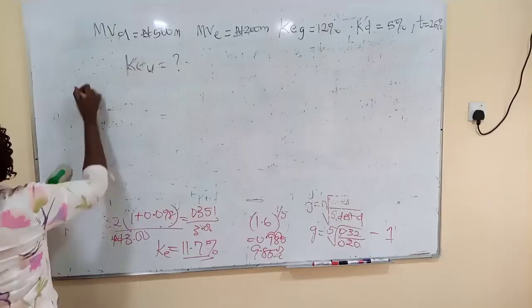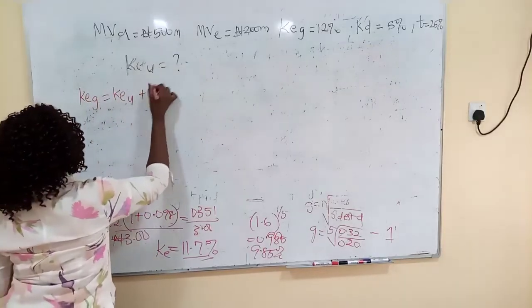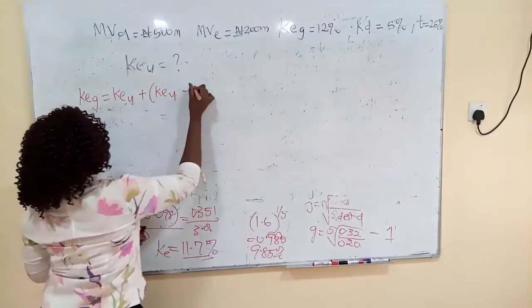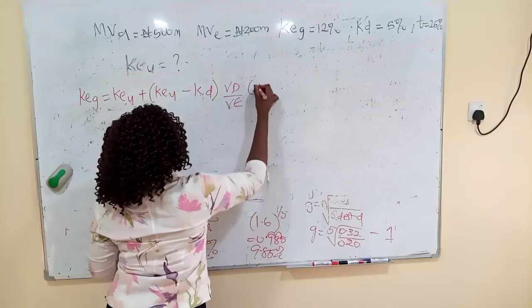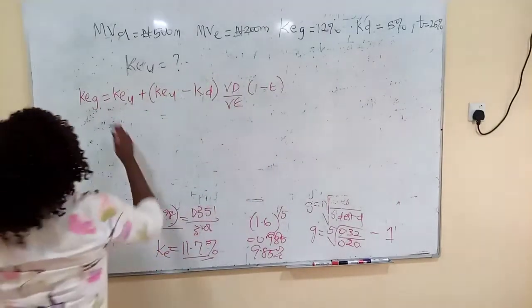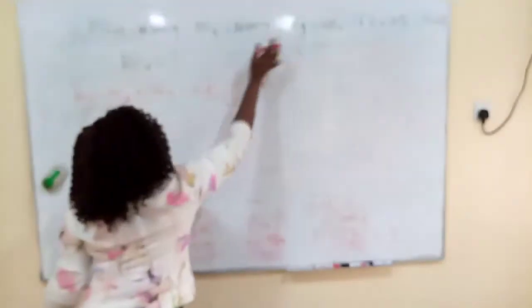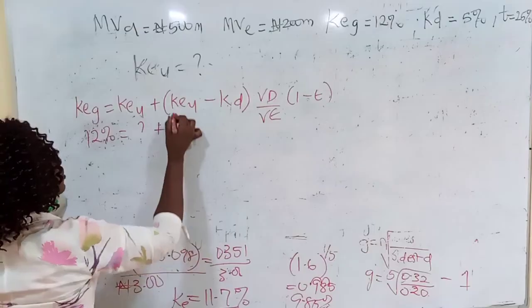That M&M formula says cost of equity of a geared company equals cost of equity of an ungeared company plus cost of equity of an ungeared company minus cost of debt into value of debt over value of equity into 1 minus T. All the variables, are they not there already? They are there already. Just start putting it in. You already have this, 12%. This is what you're looking for.